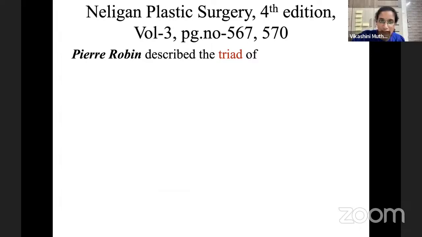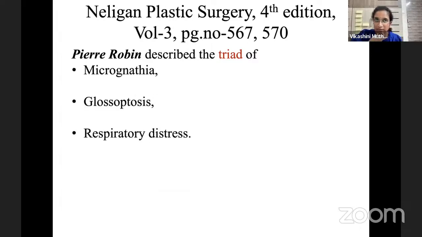So here, Pierre Robin described the triad of micrognathia, that is the underdeveloped lower jaw, and glossoptosis, which is the posterior displacement of the tongue. Okay. The protrusion of the tongue forward, anteriorly, will not cause any pathology. But the tongue being backwardly placed poses a significant threat to respiration, and thereby it leads to respiratory distress. And the child will also have some feeding difficulty because of this posteriorly placed tongue. So the triad is basically micrognathia, which is underdeveloped jaw, glossoptosis, and respiratory distress.